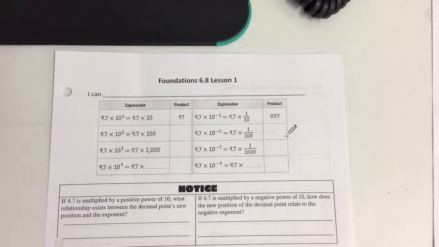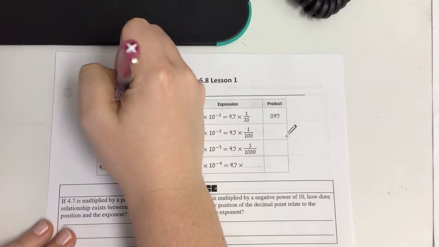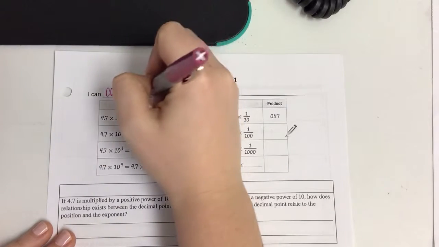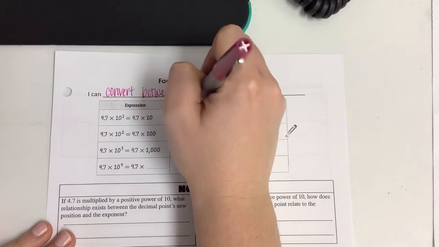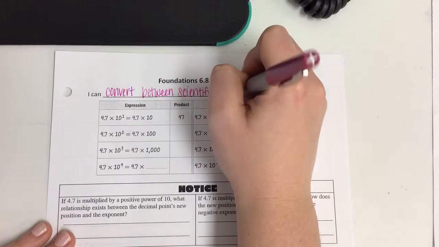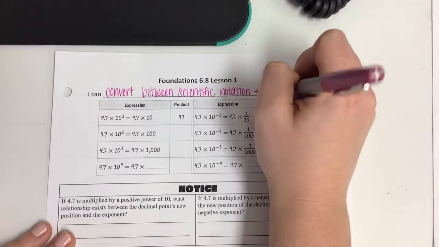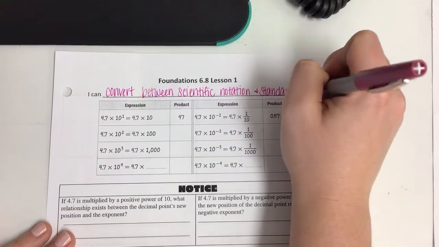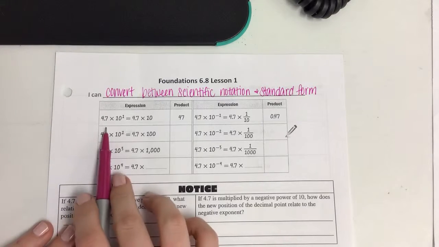This is 6.8, lesson 1, and for this lesson we are going to convert between scientific notation and standard form. So we're going to fill out the table first.